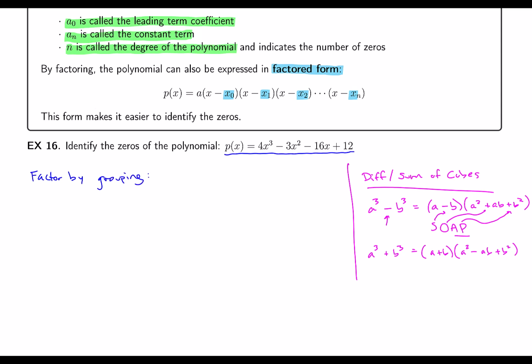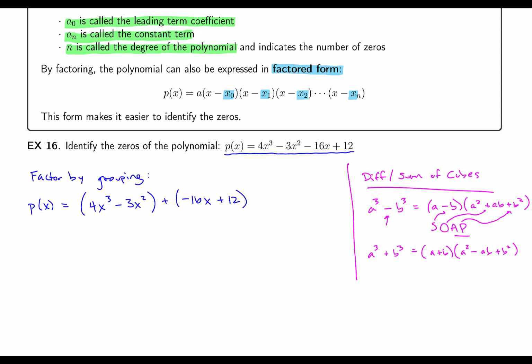So what it means is you can take, say, usually you could just take the first two items, group them together with parentheses, and then take the second two and group them together with parentheses. Now notice here I am putting a plus in between these two groups, and that's because the sign that's in front of a number stays with the term, okay?